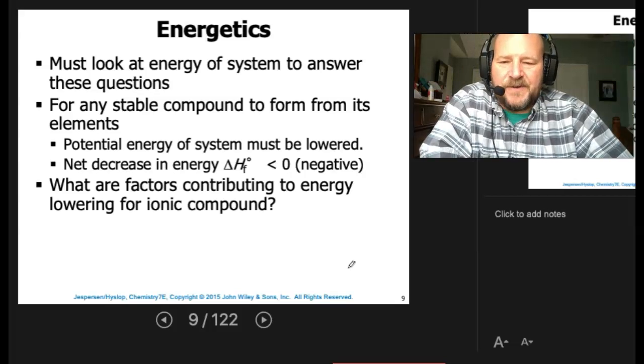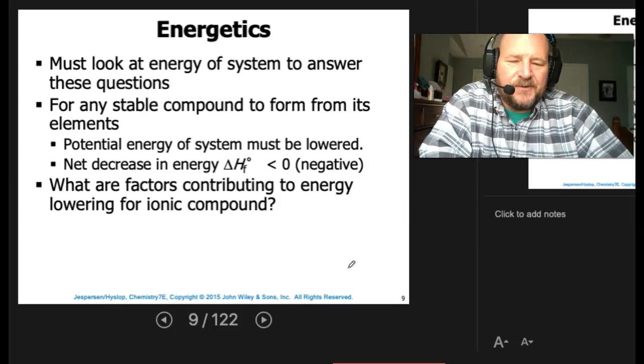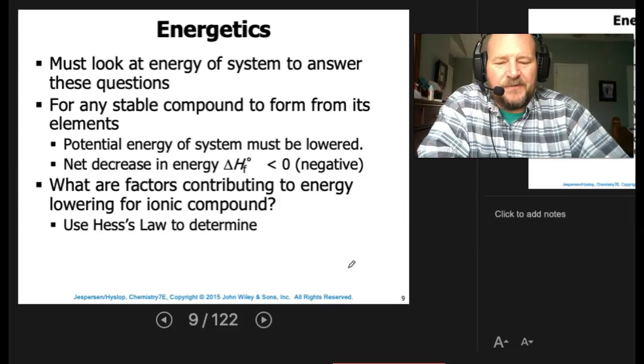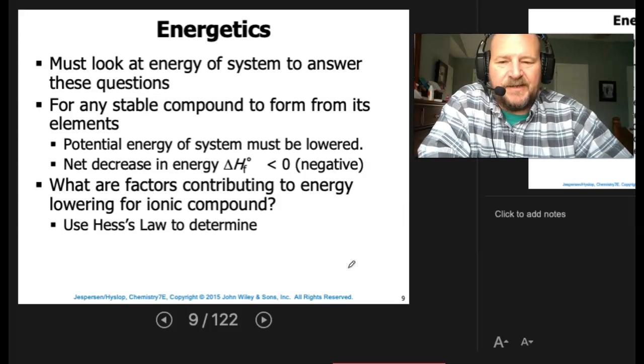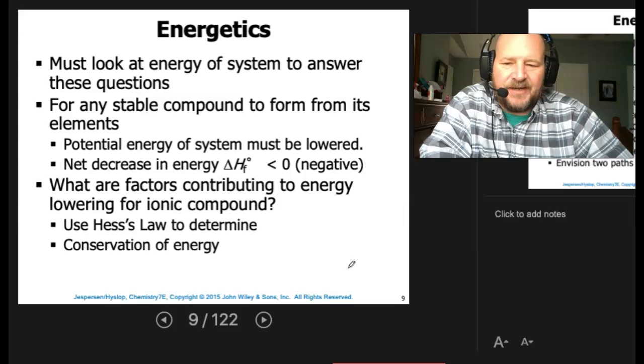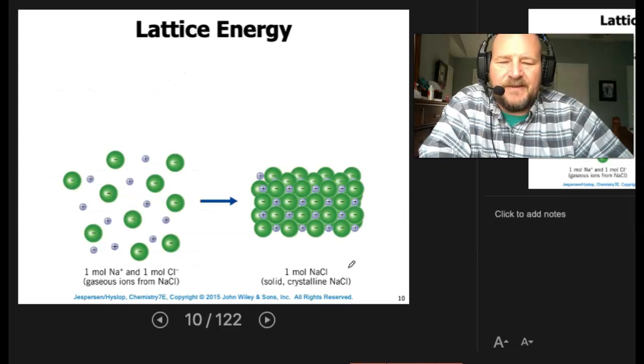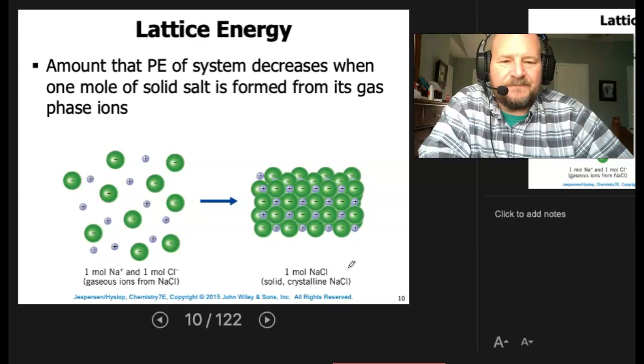What are factors contributing to energy lowering for ionic compounds? So in other words, how does sodium become sodium plus? How does chlorine become chloride? Now, what we can do, since we don't know the energies of things individually, is we can lean back on Hess's law again. We know that energy has to be conserved, and so we can envision a couple of different pathways here. So first, that lattice energy, we're going to take these random molecules, or particles, atoms, ions, and we're going to put them into a structure.